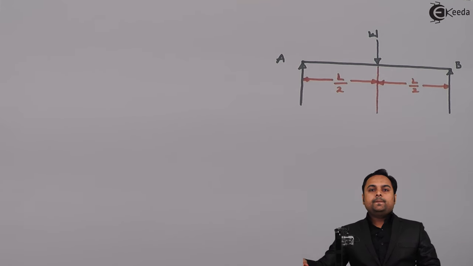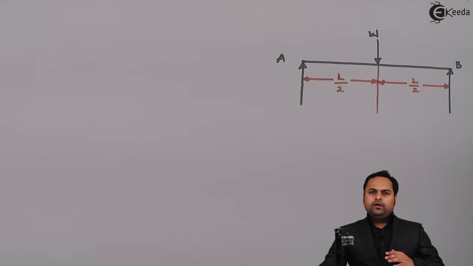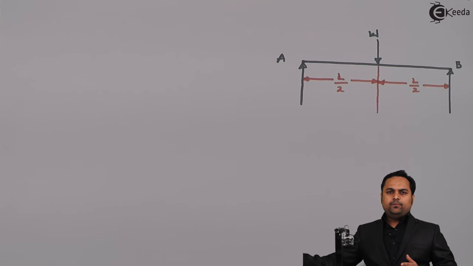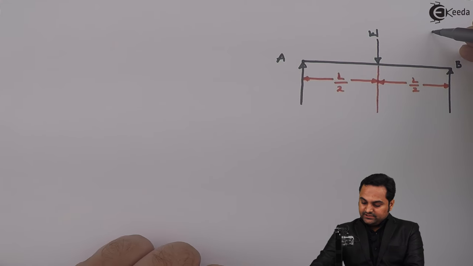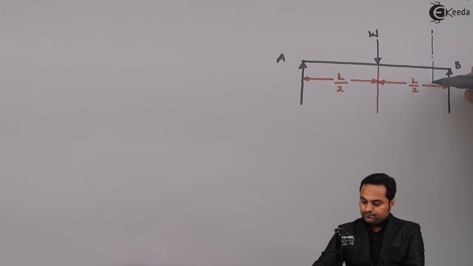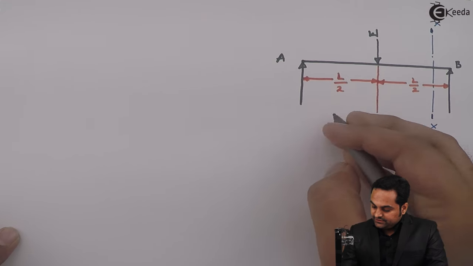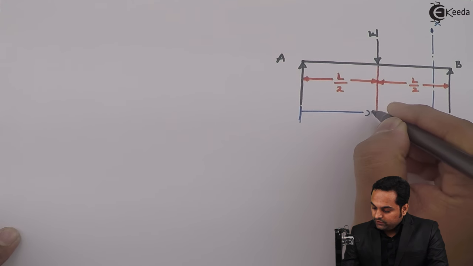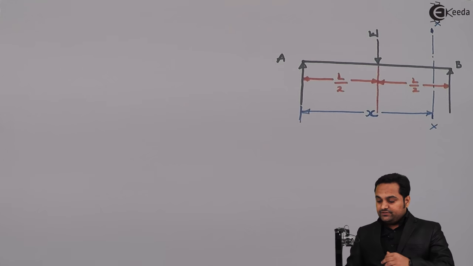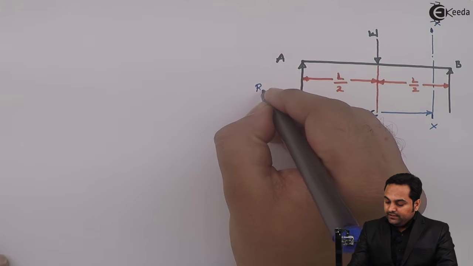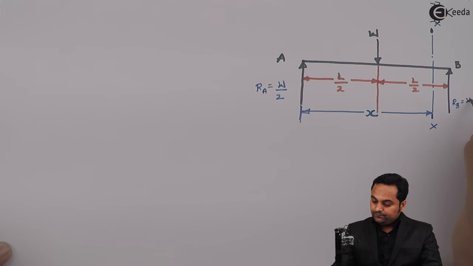Now what we will do is, here we have considered a section at a distance small x from point A. So I'll take that section, and when we are solving it by using Macaulay's method, the section should be far away from point A. It means we will consider it extreme far away from A and just before B. So here I am taking the section at this location. So this is the section X-X and its distance is small x from point A. Now, after taking this section, since we have also found out RA and RB, here RA is equal to W by 2, RB is equal to W by 2.